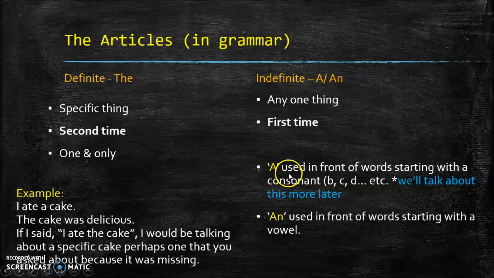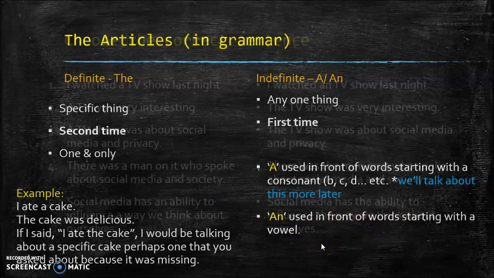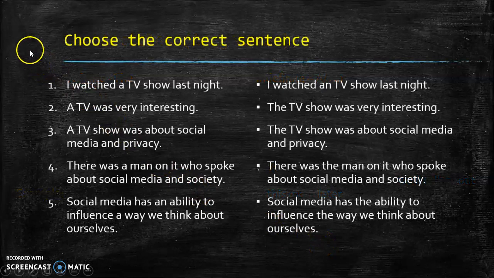A is used in front of words that start with a consonant, for example, B, C, D, etc. We'll talk about this more later when we talk about the advanced rule. An is used in front of the words starting with a vowel. So here we have some sentences. Choose the correct one, and you can pause the video now to do that activity.